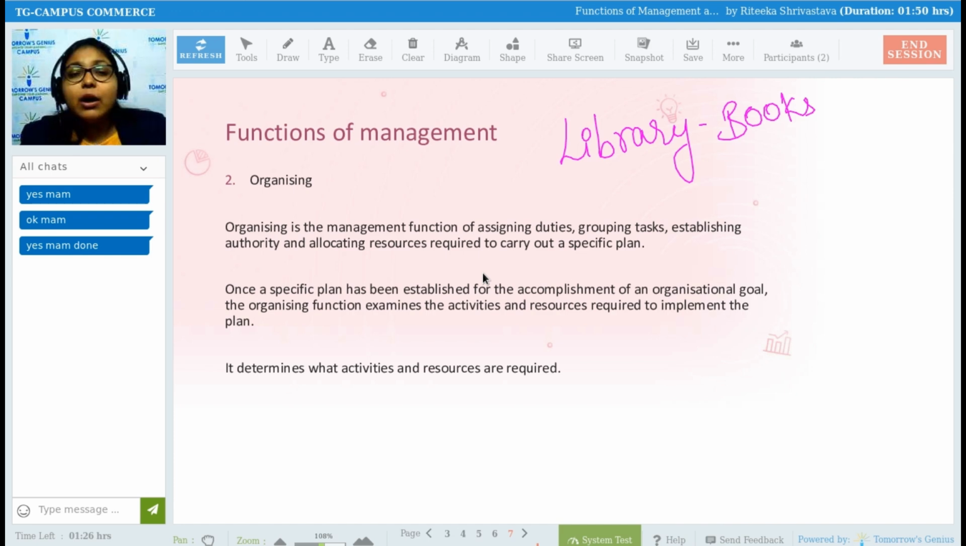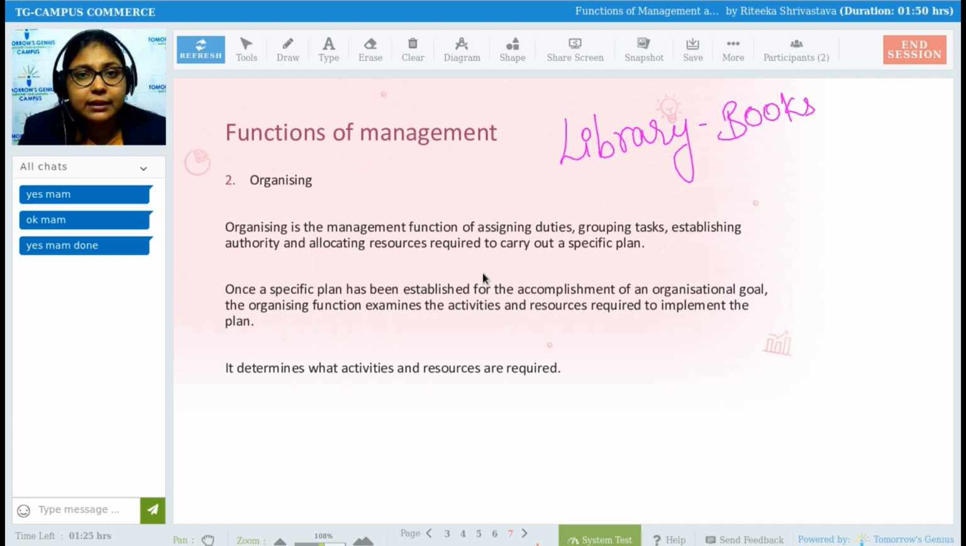In the same manner, in an organization also, everything needs to be organized. Everything should be at a proper place, properly kept. Nothing should be messed up. That is nothing but organizing. In the same way, once you have made the plan, next thing what will you do?